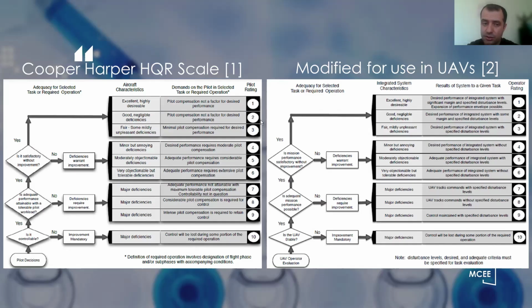The second figure shows the most widely accepted handling qualities rating scale for unmanned aircraft systems. It modifies the Cooper-Harper scale to account for the unique characteristics and operations of UAVs. The focus is on the UAV operator and UAV mission performance. This modified scale can be used for any UAV task. However, this modified scale is used to assess handling qualities, not flying qualities.